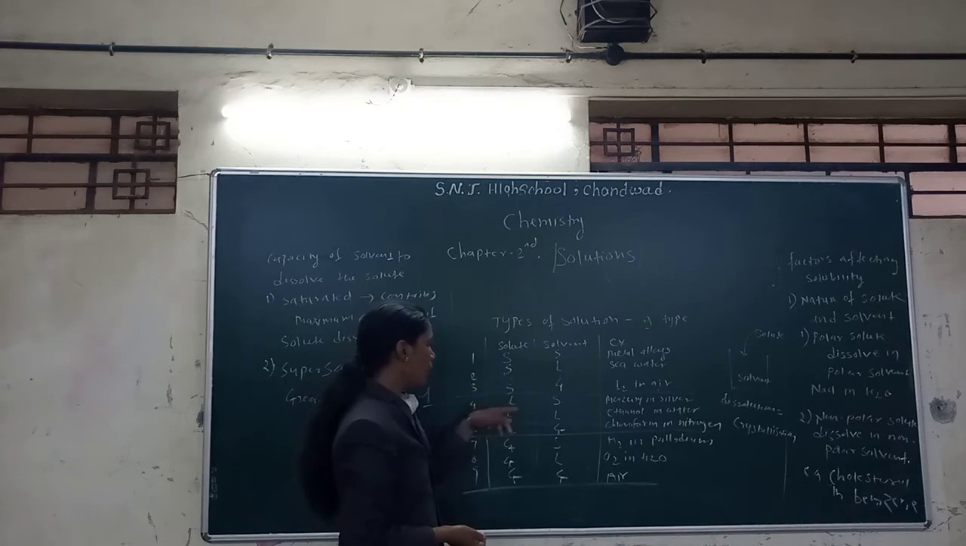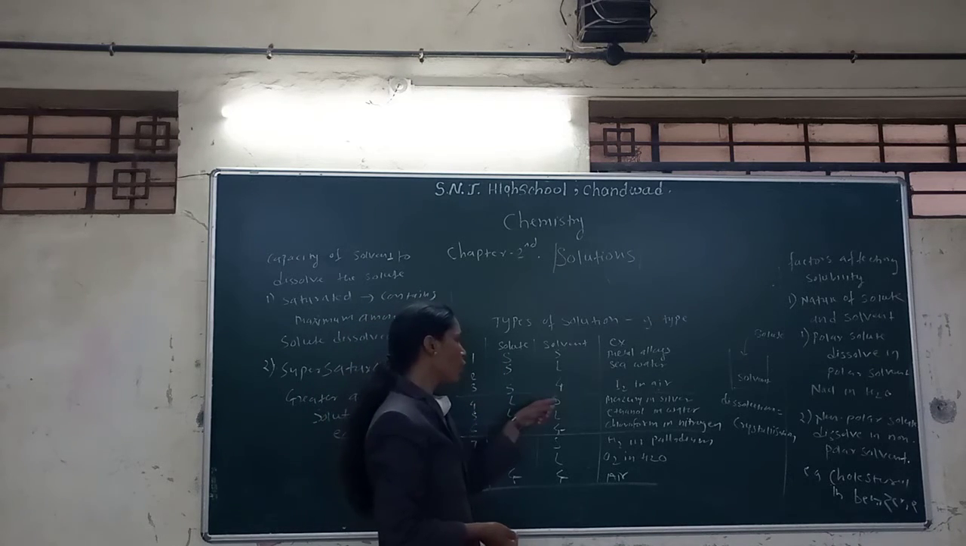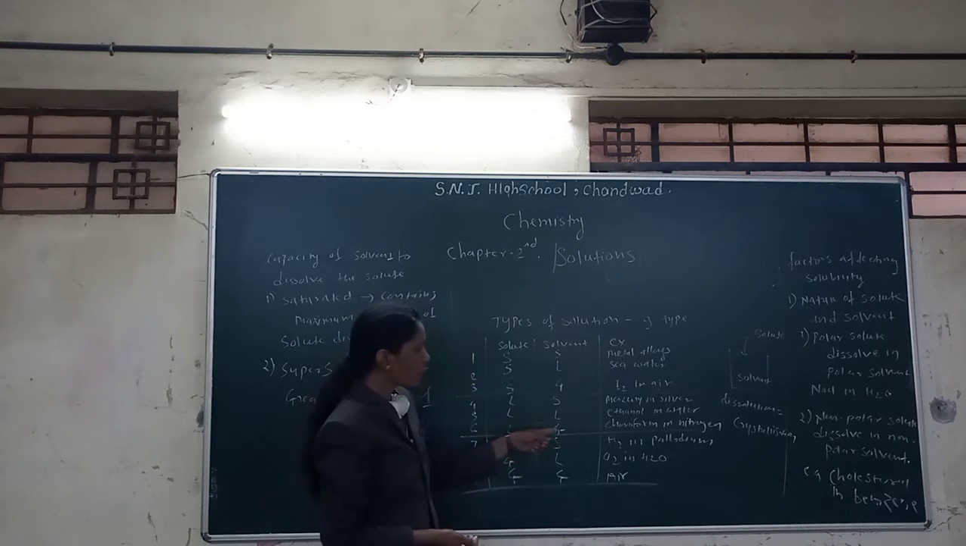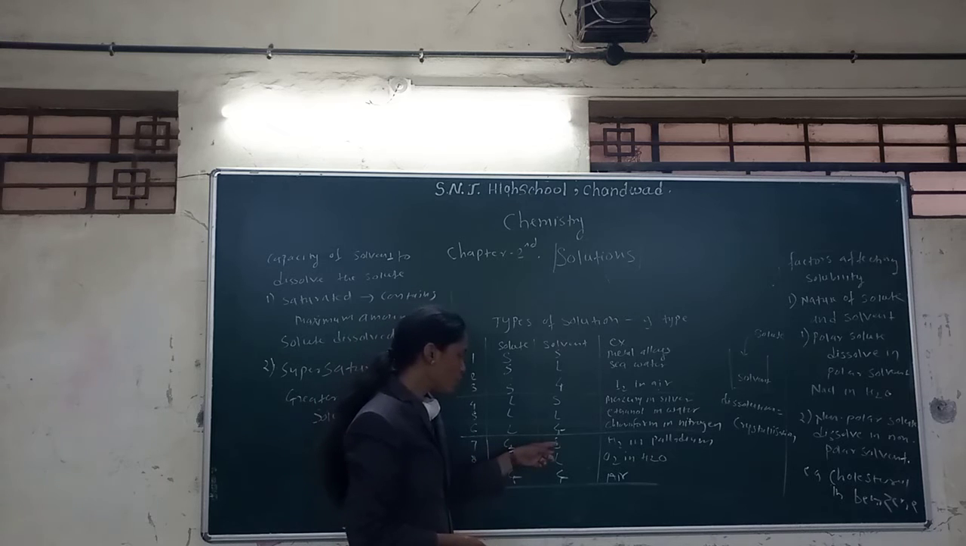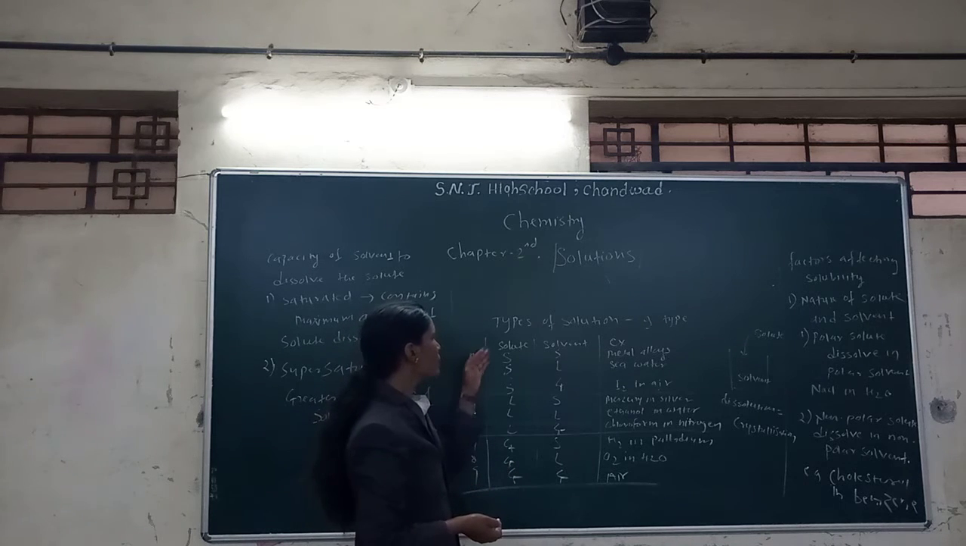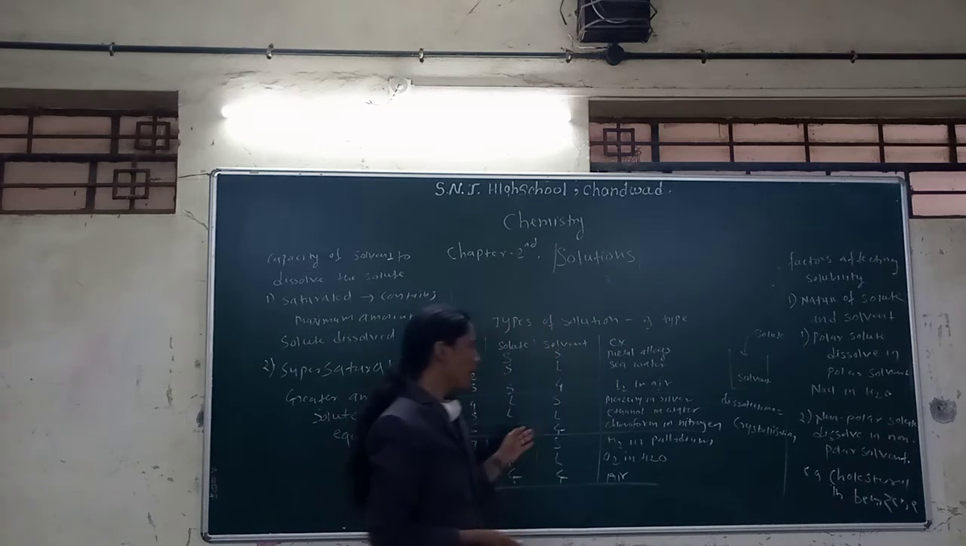Means 3 types. Again the solute is liquid: liquid dissolved in solid, liquid dissolved in liquid, liquid dissolved in gases. Again the next 3 types, gases as a solute: gases dissolved in solid, gases dissolved in liquid, gases dissolved in gases. Means there are 9 types of solution, depending on the nature of solute and solvent. Here are the examples of these 9 types.